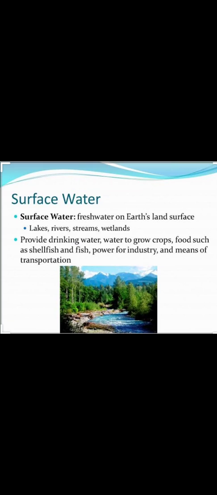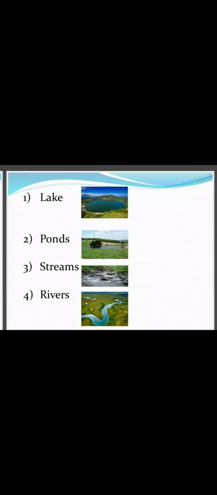First is the surface water and second one is the groundwater. So what is the surface water? The water that is present on the surface of earth. So, surface water is the water that is present on the surface of earth, and we can get this water from lakes, ponds, streams, rivers, etc.